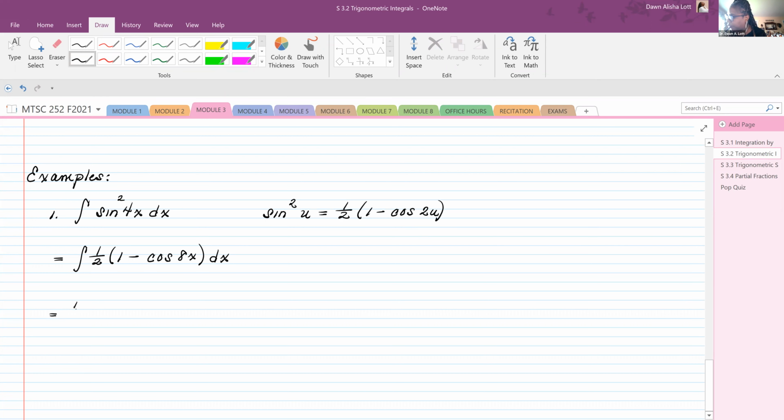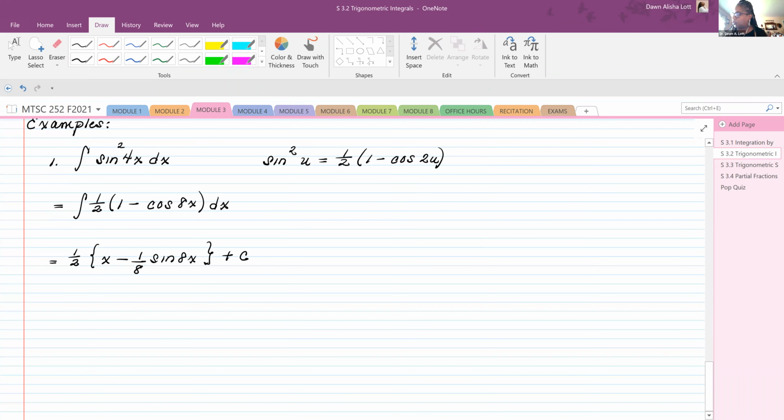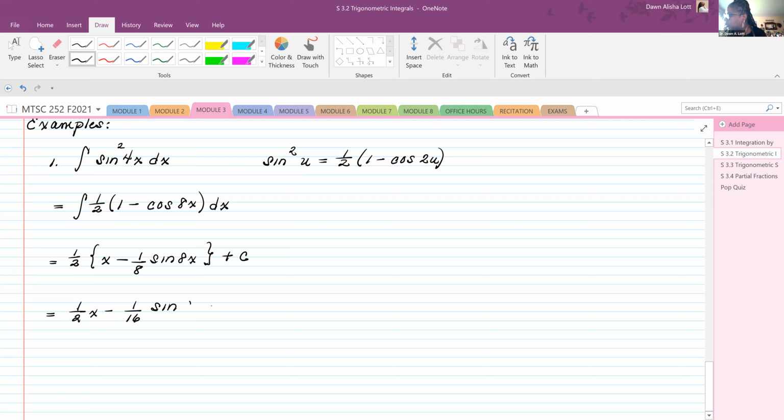So I can pull the 1/2 out. When I integrate 1, I just get x. And when I integrate cosine, I get the sine of 8x, but I have to divide by 8. So that gives me a plus. So therefore, this turns out to be 1/2 x minus 1/16 the sine of 8x plus a constant. Okay. Any questions about that?